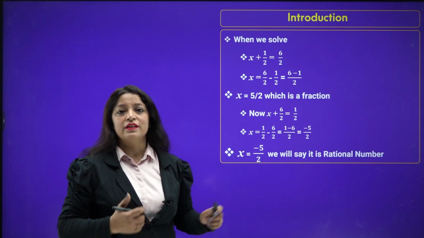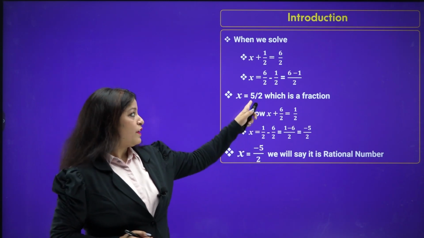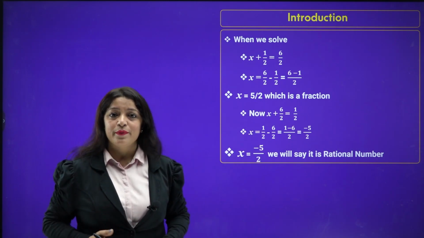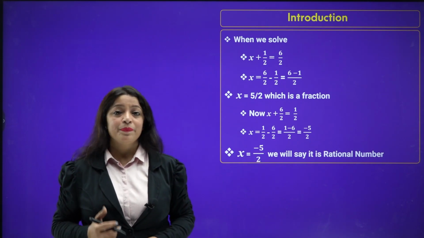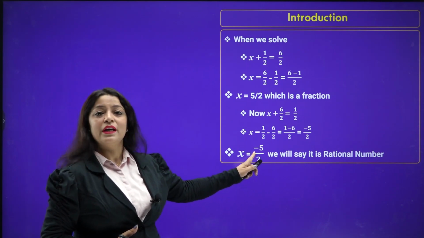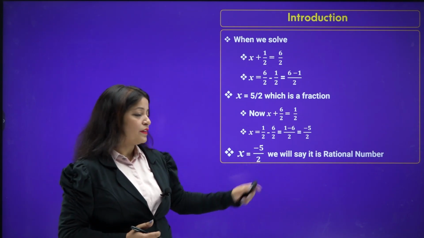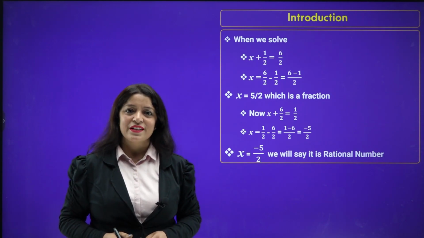For example, if we take this example only, then 5 by 2 is a fraction, but 5 by 2 is also a rational number, whereas minus 5 by 2 is a rational number, but it is not a fraction, because a fraction can never be negative, and minus 5 by 2 here is negative. So the basic difference between a fraction and a rational number is clear. Now let's proceed to the next thing.